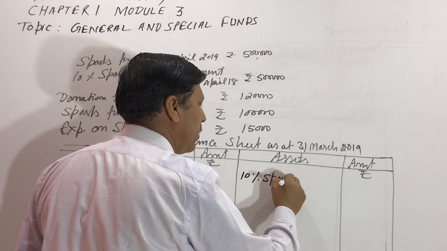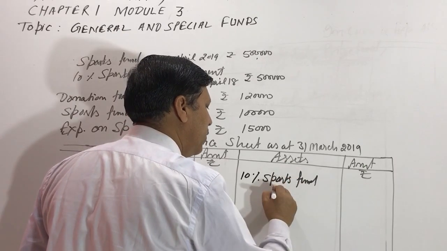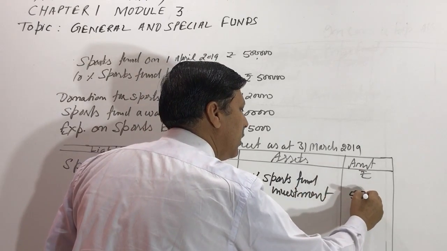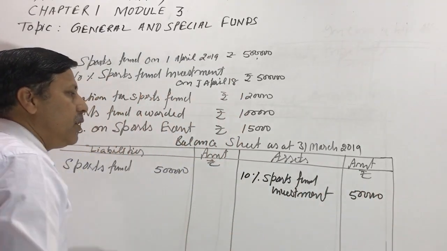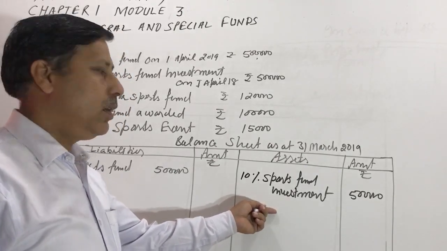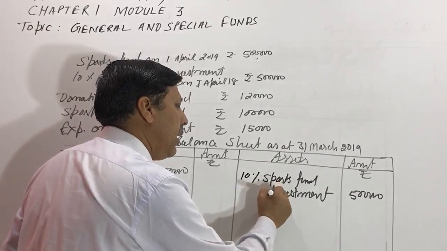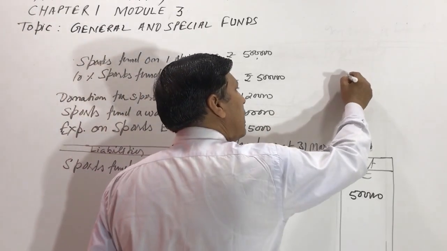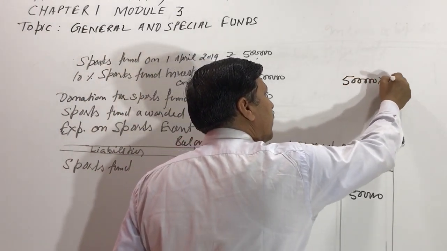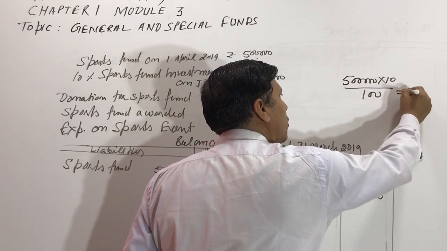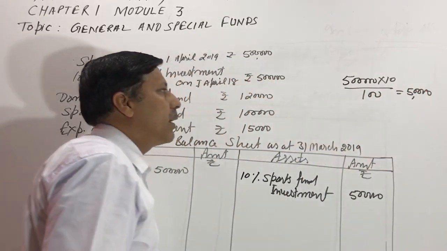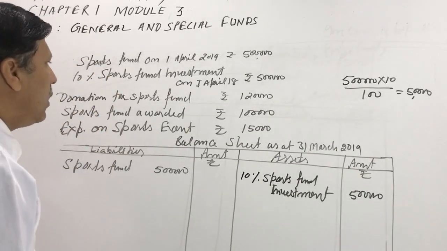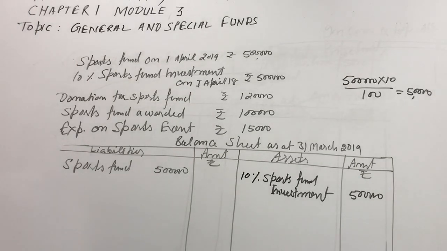The 10% sports fund investment is 5 lakh. What we receive as a fund, we invest outside the NPO, and we receive 10% interest on this item. 10% of 5 lakh is 50,000. This is the interest received on this investment.